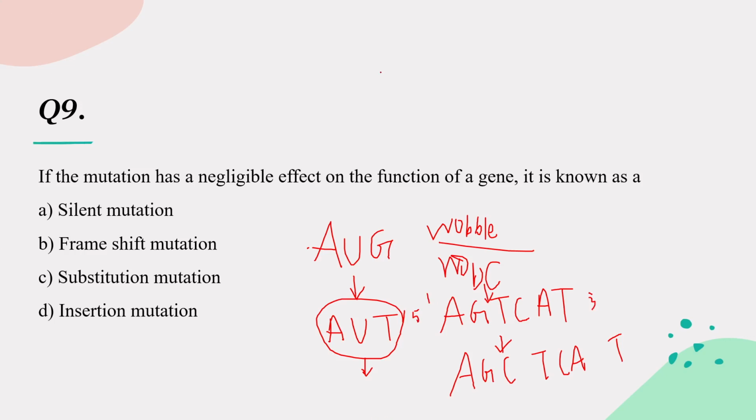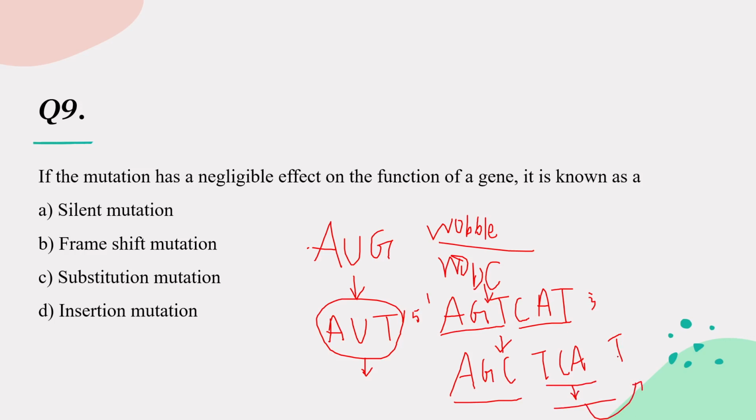The sequence is AGTCAT. This is the 5' to 3' DNA sequence. If I insert another nucleotide base C at this point, the reading frame will change. Before, it would be read as AGT and CAT. Now it will be read as AGC and TCA. So this TCA will produce another amino acid, which leads to a change of function in the protein.